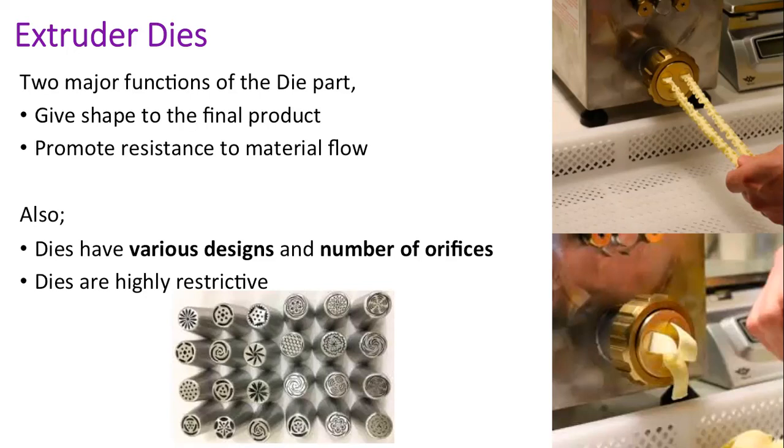So what are the functions of extruder die? So there are 2 major functions: to develop and maintain the pressure. As a result of pressure, it gives a shape for the final product, right? So here you can understand it will provide a specific shape to the product and promote resistance to the material flow.